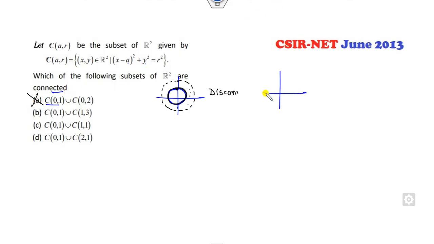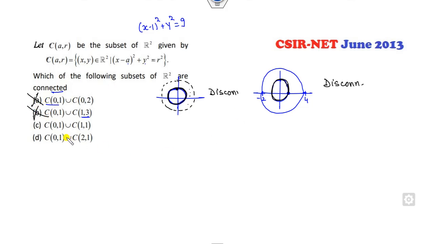Look at the second, (0, 1). Again, this is my (0, 1). (1, 3): (x minus 1) square plus y square is 9. So center is (1, 0). Radius is 3. So this value is 4, and this value is minus 2. Fine. Again, you are unable to reach from these inside boundary points to the outside points. Again, this is disconnected. This option is also cancelled out.